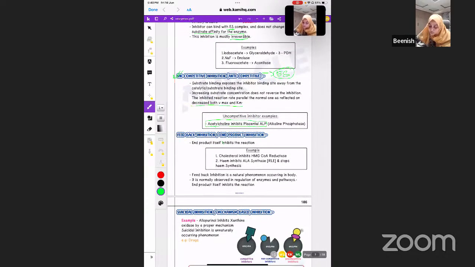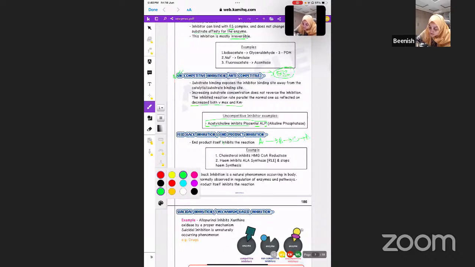Now moving on to feedback inhibition or end product inhibition. Here what is happening? For example, A is changing into B, B into C, and C then forms D. The enzymes required are E1, E2 for this step, and E3 for this step. Now this end product D that is formed here is going to inhibit the first enzyme, E1. So you see the end product itself inhibits the reaction. This is known as feedback inhibition or end product inhibition. Feedback inhibition is a natural phenomenon occurring in the body. It is normally observed in regulation of enzymes and pathways, where the product itself inhibits the reaction.